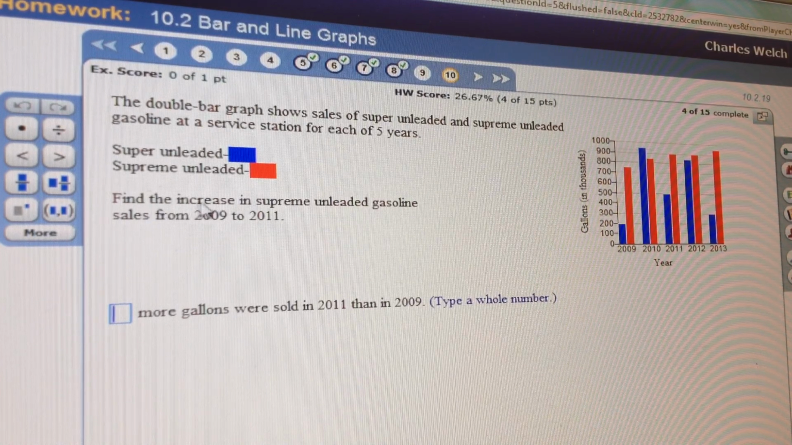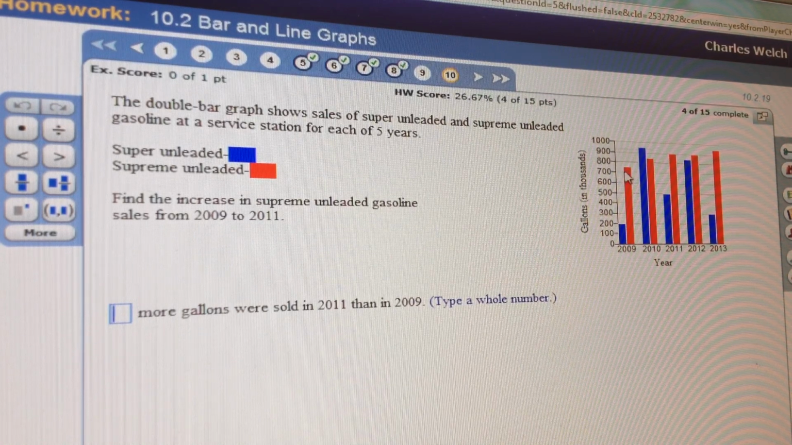This one says, find the increase in Supreme unleaded gasoline sales from 2009 to 2011. Okay, so first of all, it's Supreme unleaded. Supreme unleaded is going to be in red. That's our code. So here's red. Here is what we're looking at. The increase 2009 to 2011.